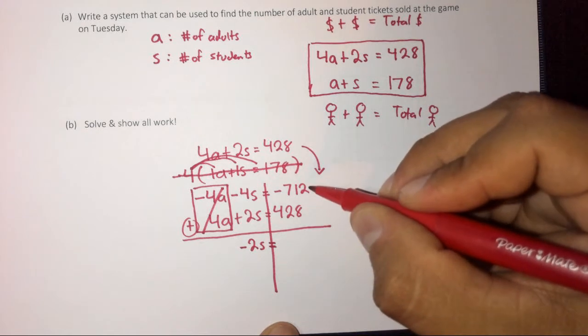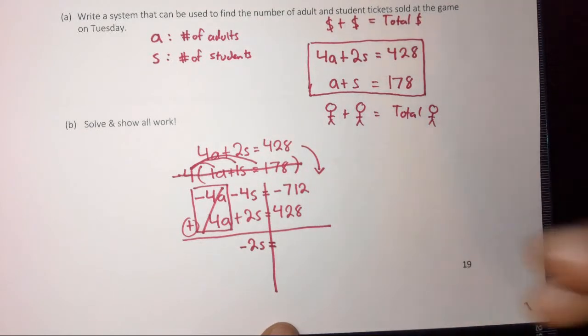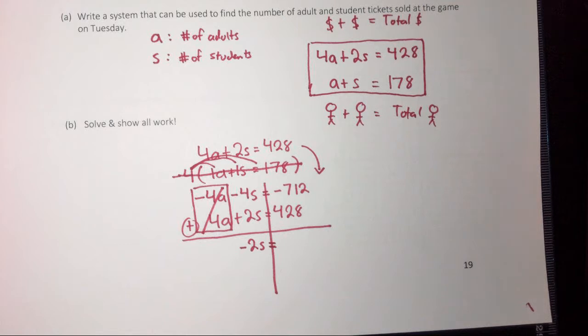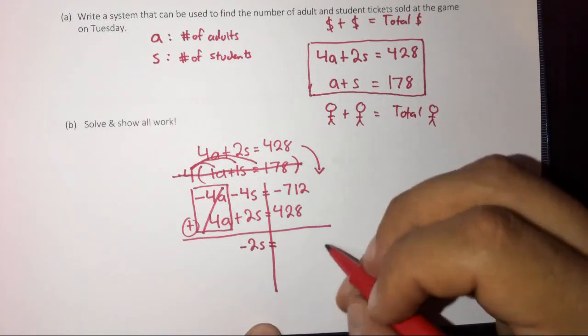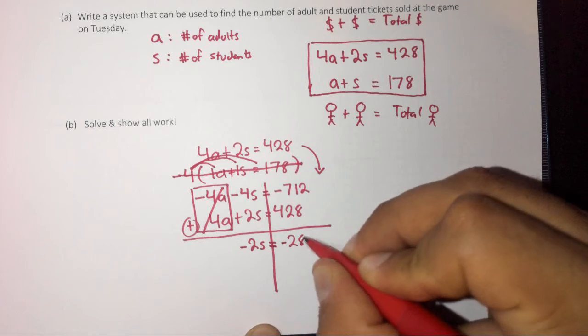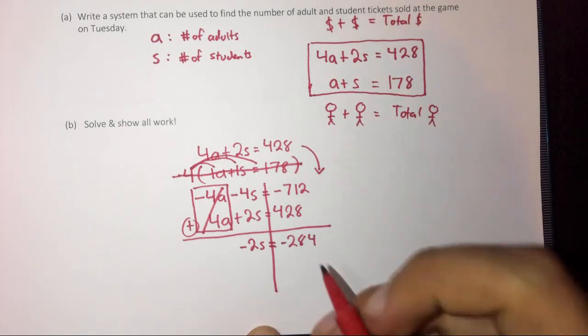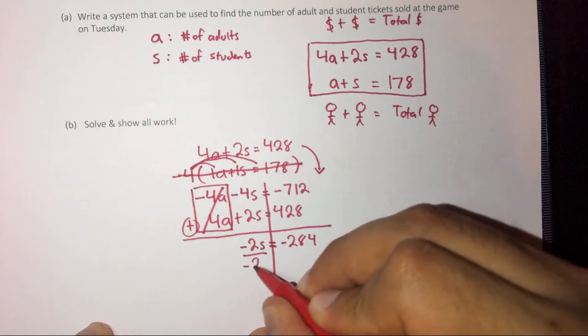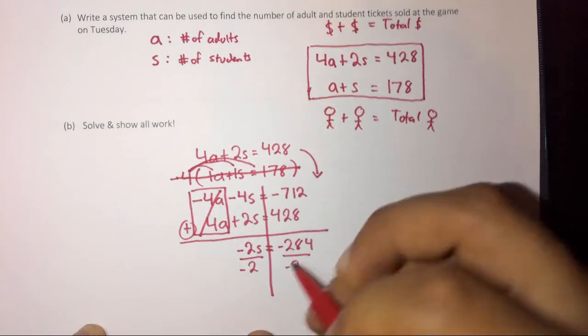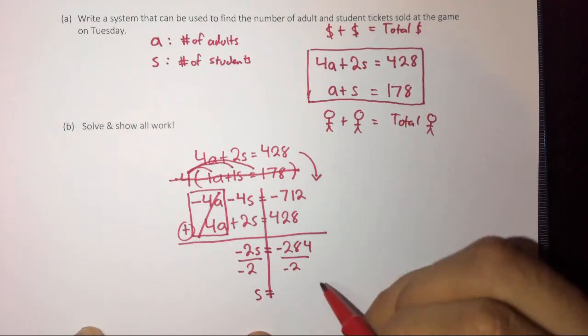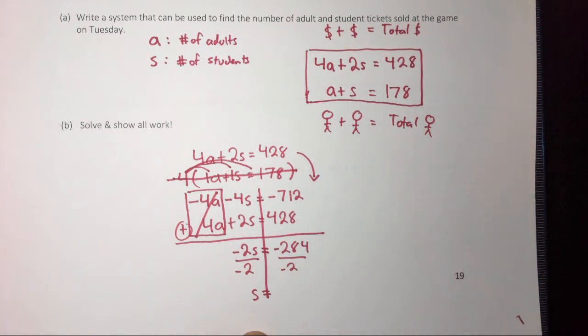And then negative 712 plus 428. It's going to give me negative 284. Now my last step is going to be to divide this by negative 2. So I get that S is equal to 142.